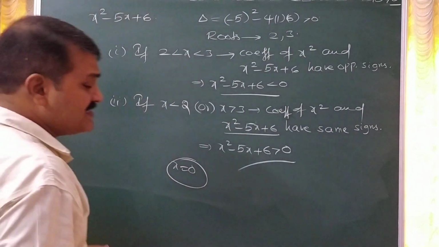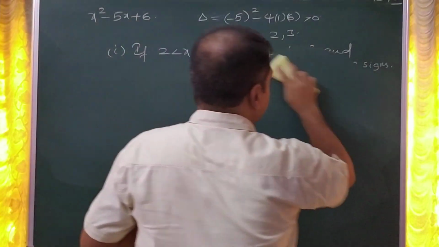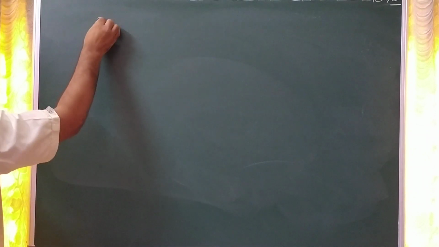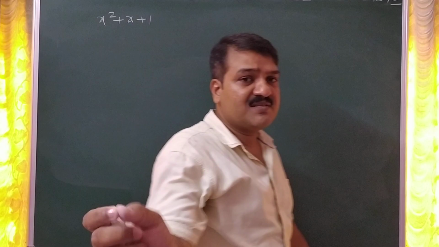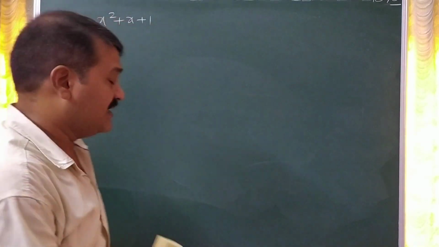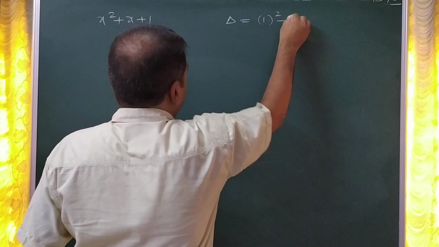Okay, let me discuss one more problem. For example, x square plus x plus 1, this is the question. Discuss the signs, or discuss the change of signs. That's why I told you, you have to find delta first. Check delta. So what is delta? Delta is b square minus 4ac.